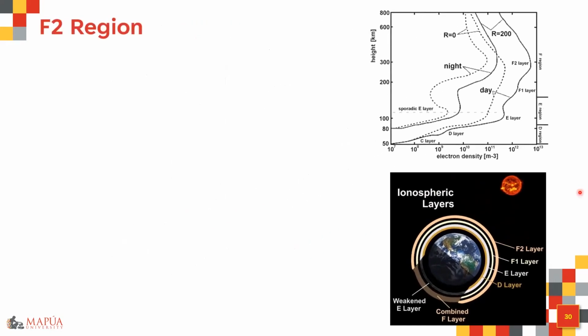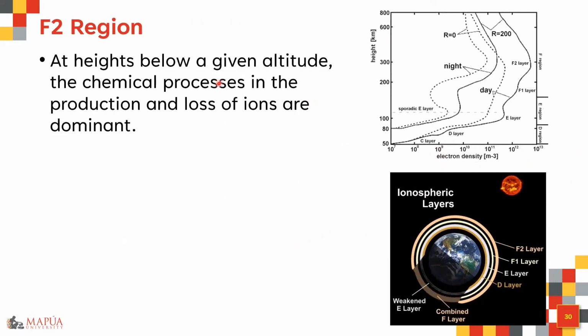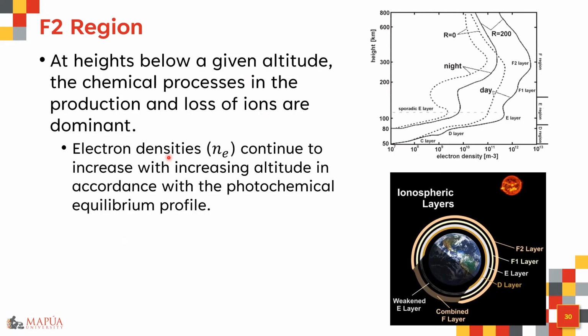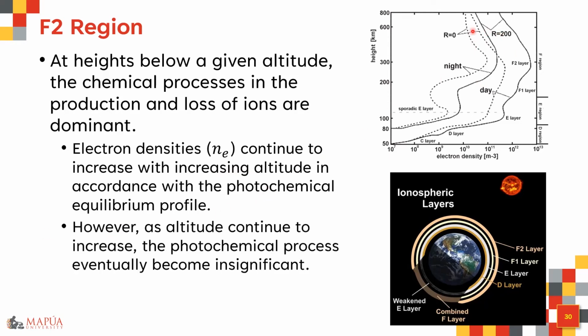F2 region. At heights below a given altitude, the chemical processes in the production and loss are dominant, wherein electron densities continue to increase with increasing altitude in accordance with the photochemical equilibrium profile. However, as the altitude continues to increase, photochemical processes eventually become insignificant. That's why on the topside, the ionization rate decreases after reaching that peak ionization.